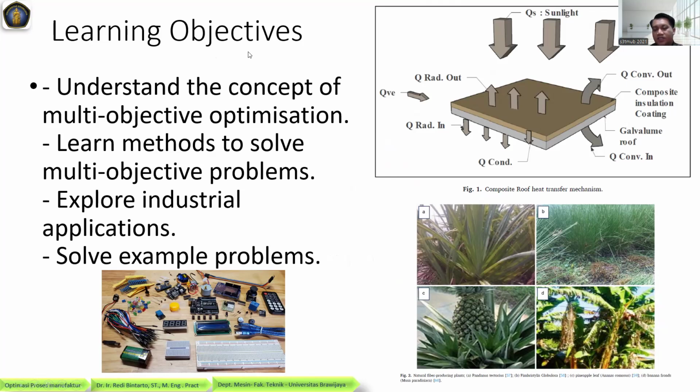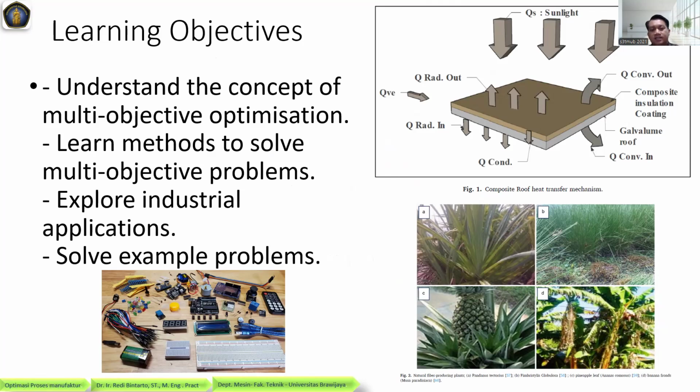For the learning objectives, the first is we must understand the concept of multi-objective optimization. The second is to learn methods to solve multi-objective problems, explore industrial applications, and solve example problems.